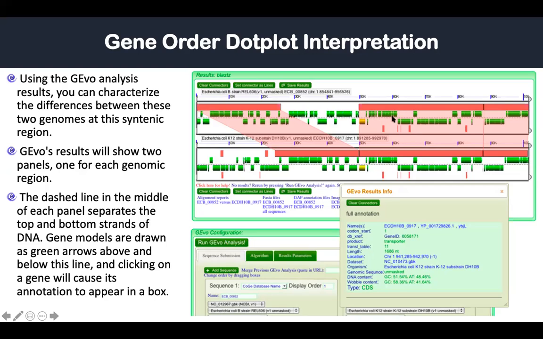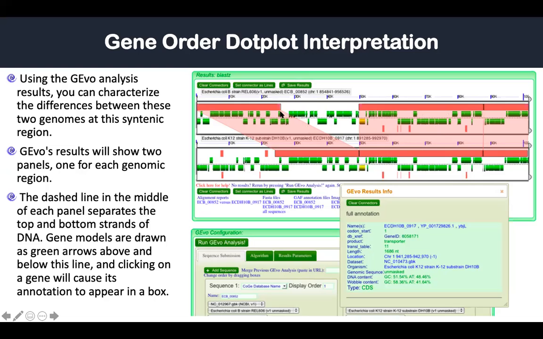Similarly, even in this region, the second block, if you see this area, it's exactly in the same order in the second genome, right? So this is how you see synthetic blocks, also known as similar regions, in two different genomes, right?